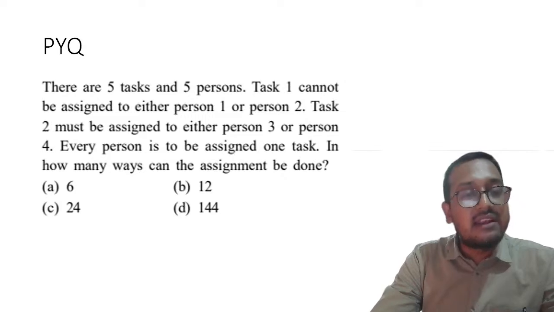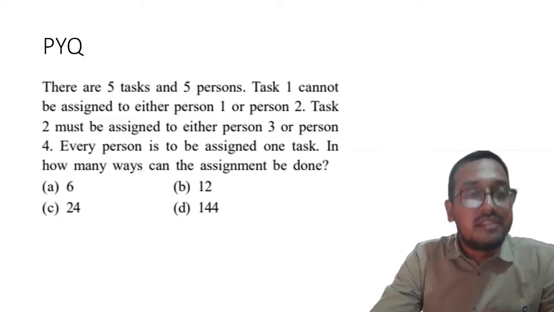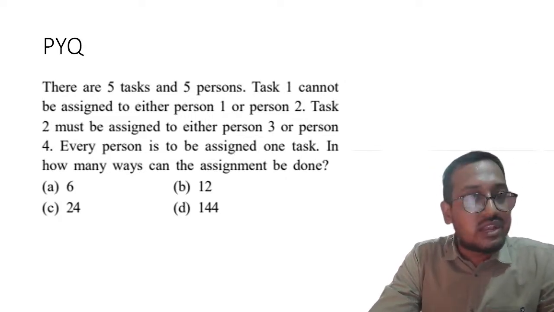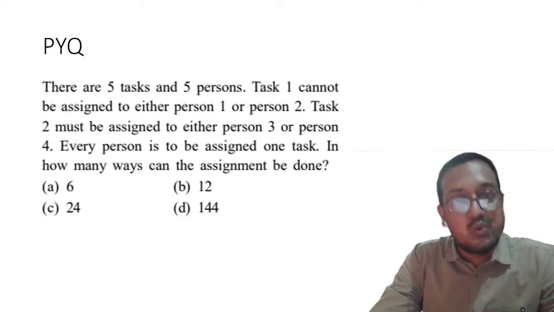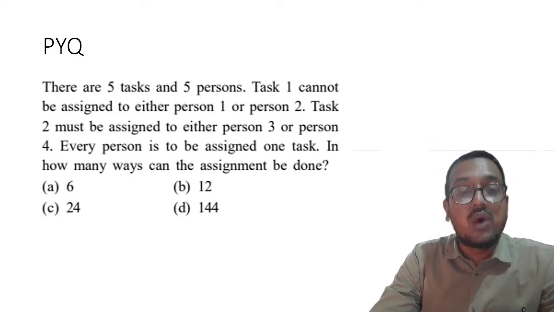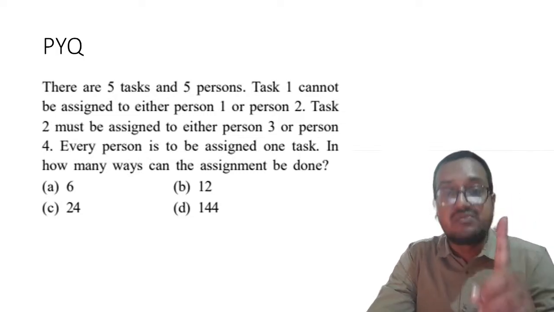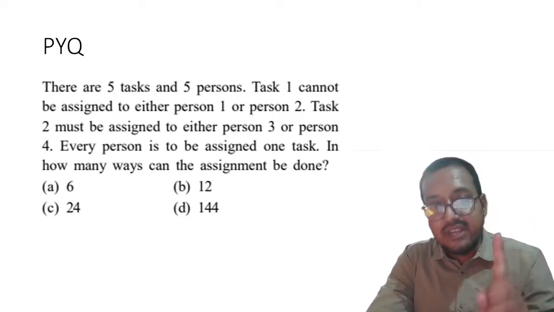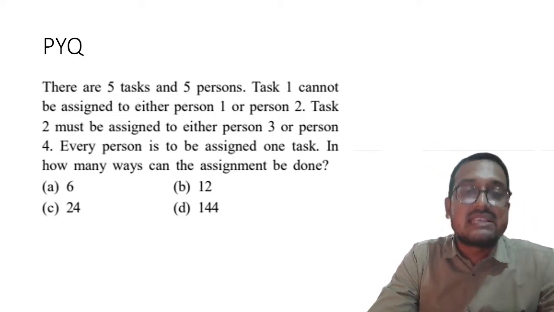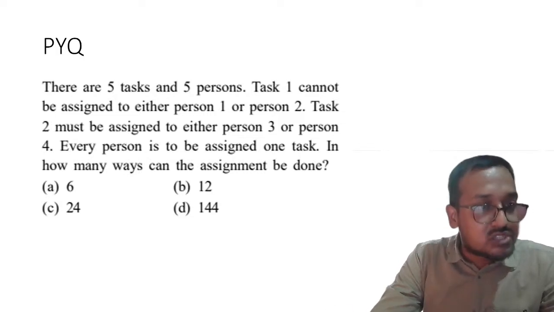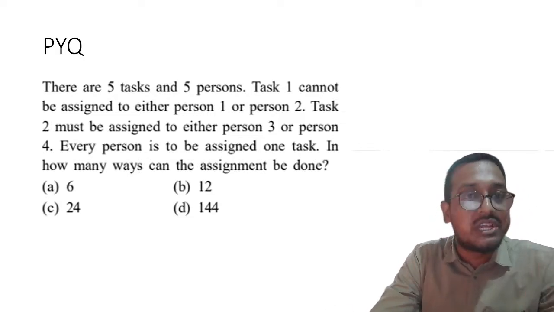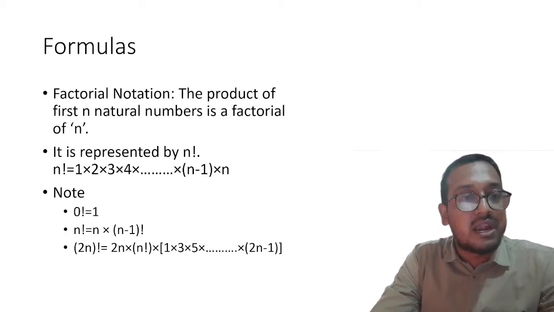Same way, let us go ahead, and the next question: there are five tasks, five people. Task 1 cannot be assigned to either person 1 or 2. Task 2 must be assigned to either 3 or 4. Every person is to be assigned at least one task. Obviously they should get one task, right? In how many ways can the assignment be done? So we will see this question as well. This is no doubt a very good question again from the permutation and combination part.